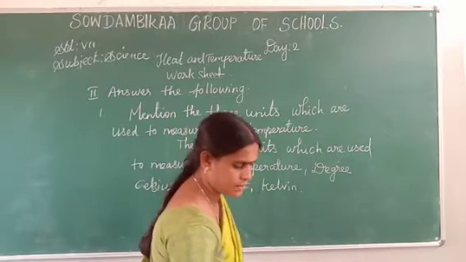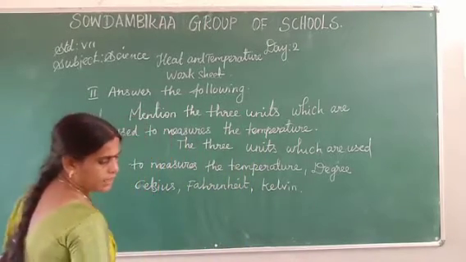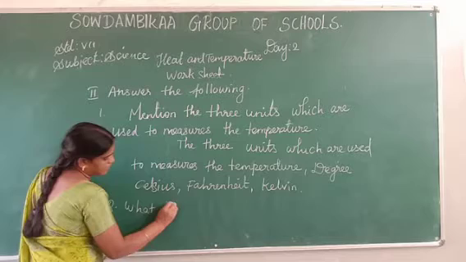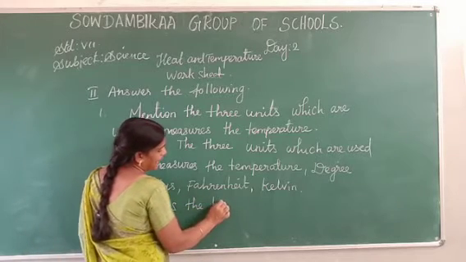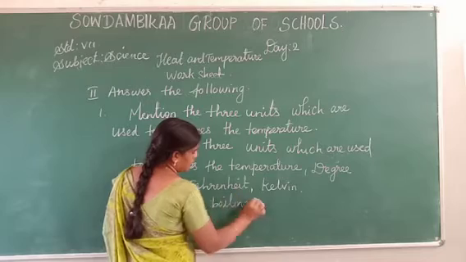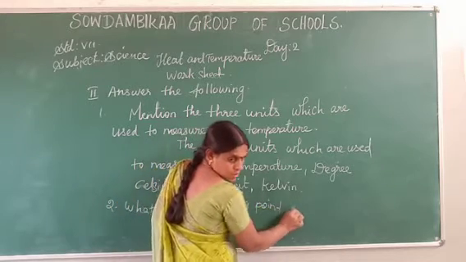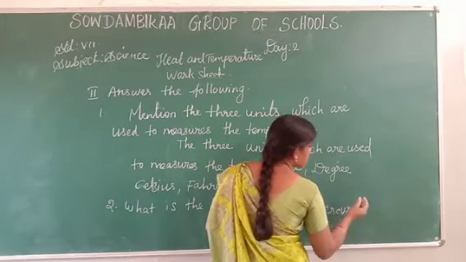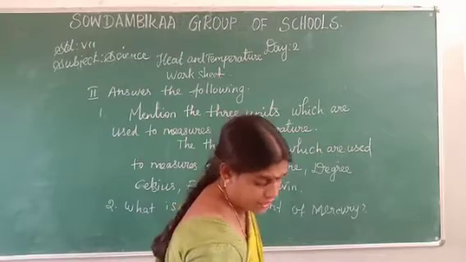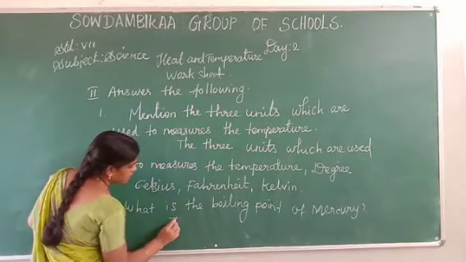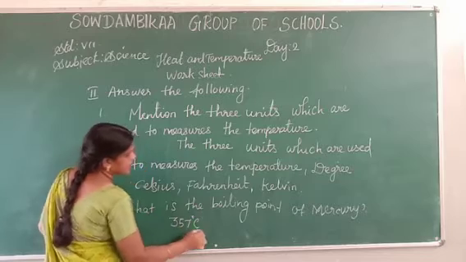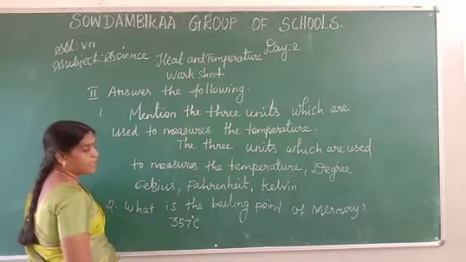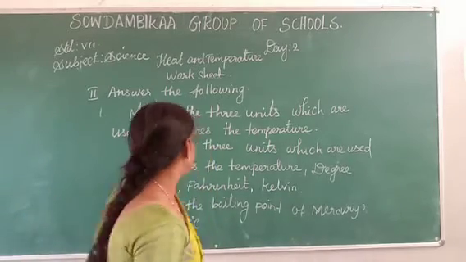What is the second question? Write what is the boiling point of mercury? Yes, what is the boiling point of mercury? 357 degrees Celsius. The answer is 357 degrees Celsius. The degree sign should be written on the top of the C. Okay. What is the third question?